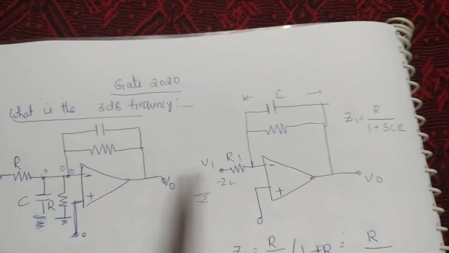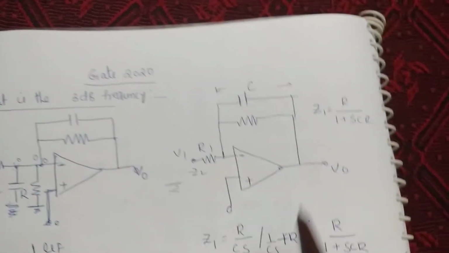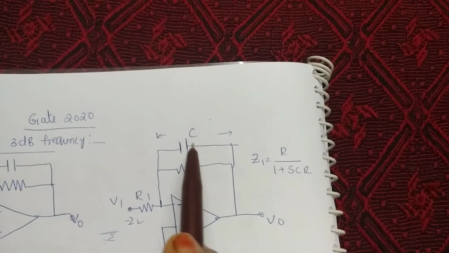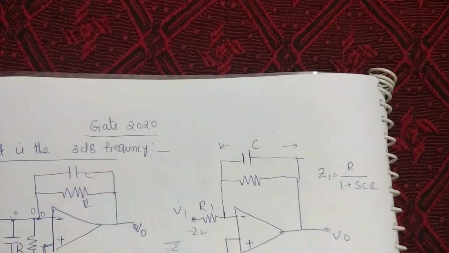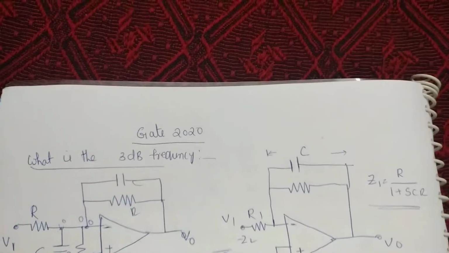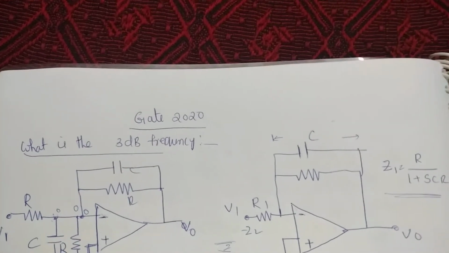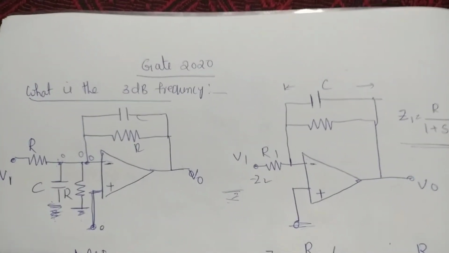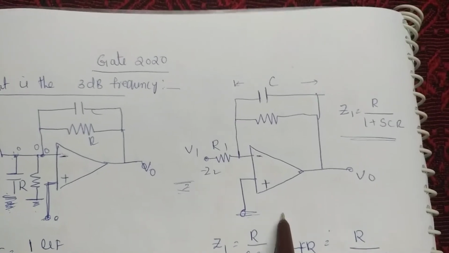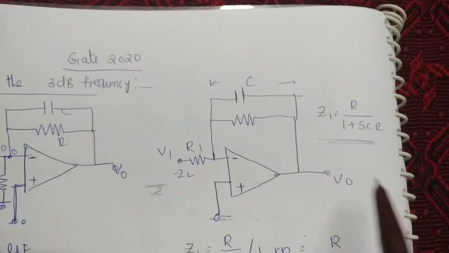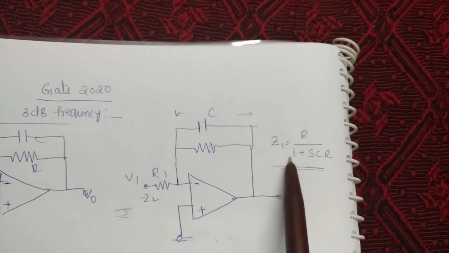This is R1 at the input, connected to the inverting terminal. This is the non-inverting terminal, which is grounded, and this is the feedback loop with R and C. We can call the feedback impedance Z1 and the input impedance Z2. So how do we find the gain? 3 dB means the frequency at which the gain is reduced by a factor of root 2, so we have to find the gain of the circuit. For that we measure the transfer characteristics, and from that you can find the gain of the circuit more easily.